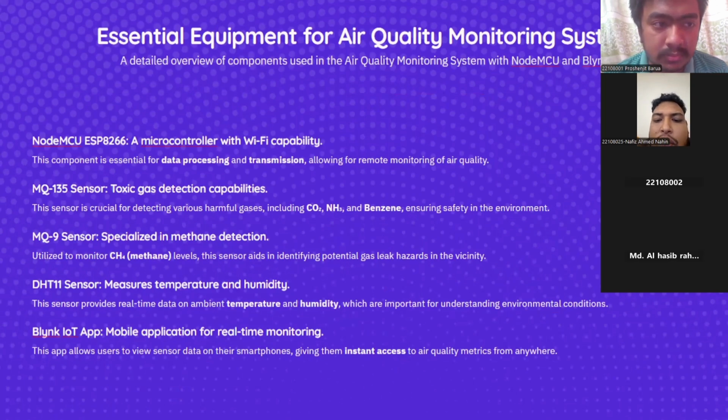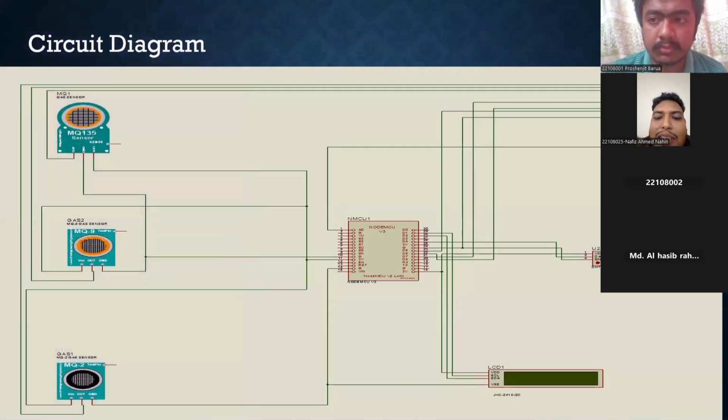Here we see some essential equipment for air quality monitoring systems. They are NodeMCU ESP8266, a microcontroller with Wi-Fi capability. Second, the MQ135 sensor, with toxic gas detection capabilities. Third, the MQ9 sensor, it detects methane and some other gases. The DHT11 sensor measures temperature and humidity. And fourth, the Blynk IoT app, a mobile application for real-time monitoring. Now my friend Jitu will continue the next part.